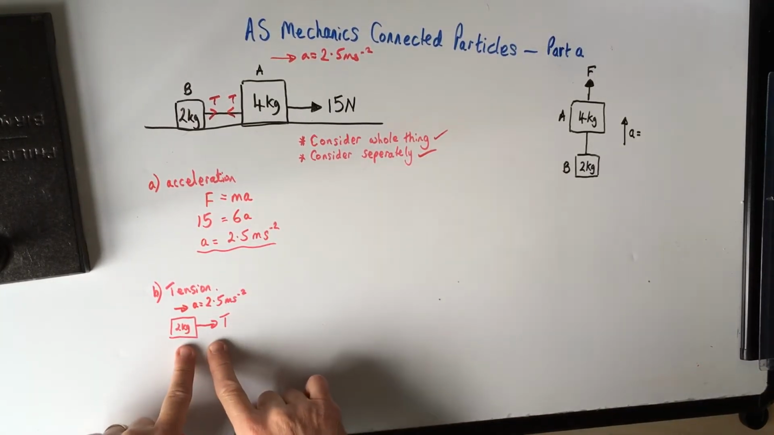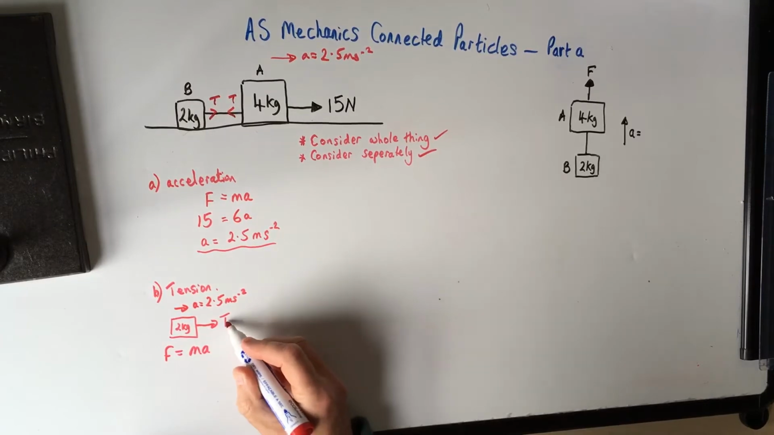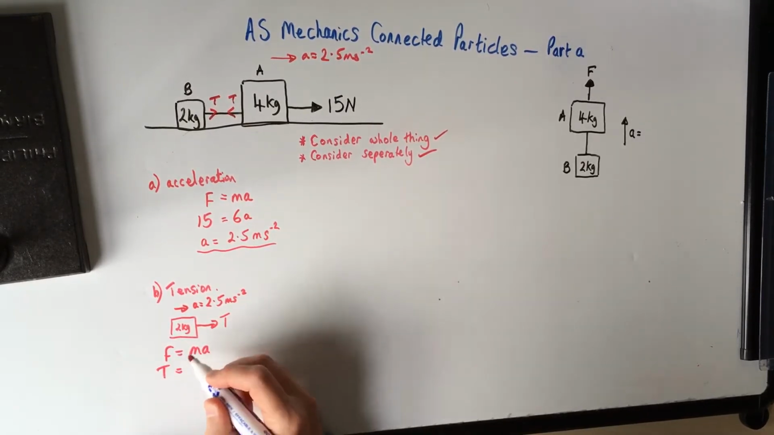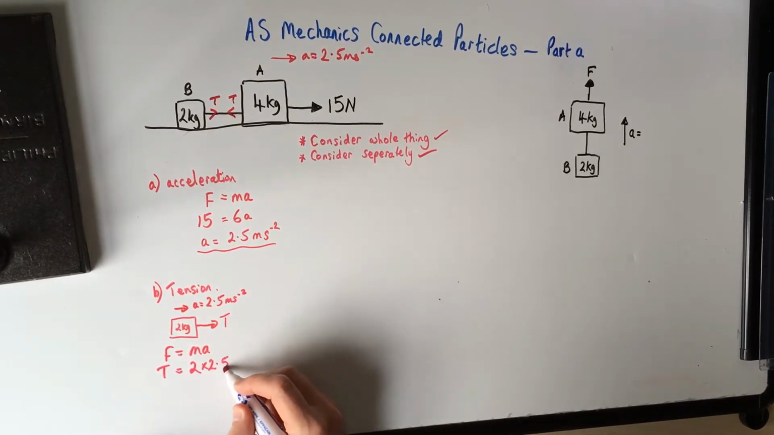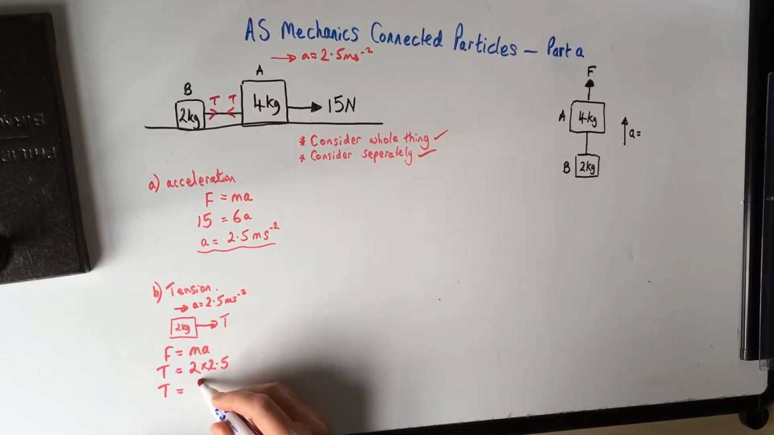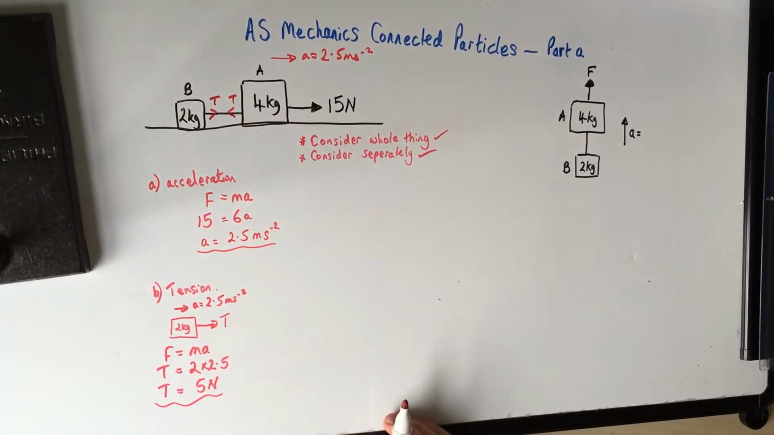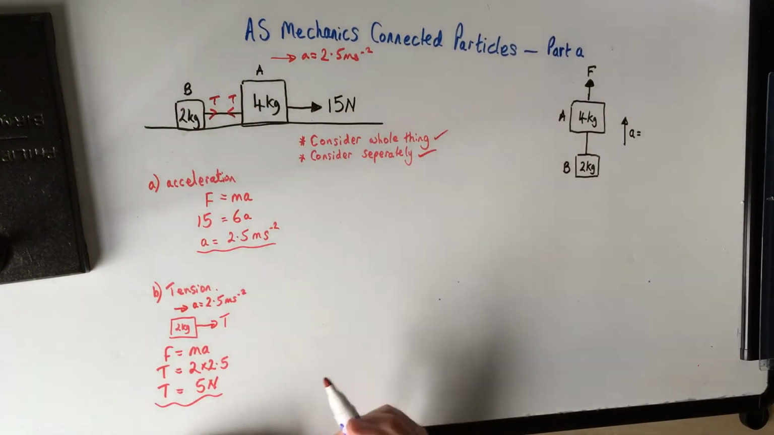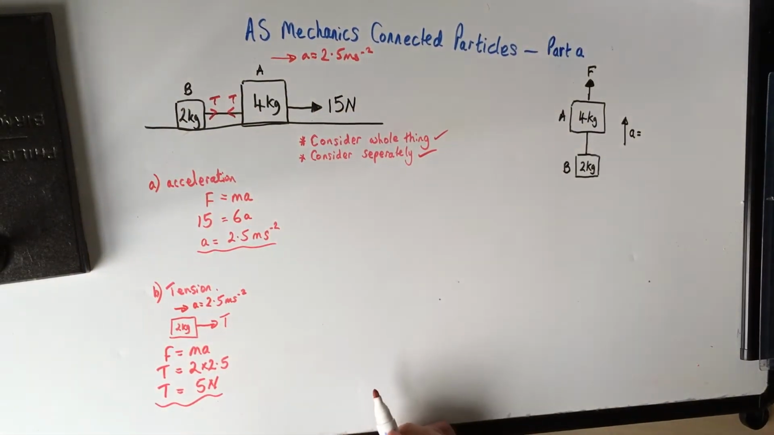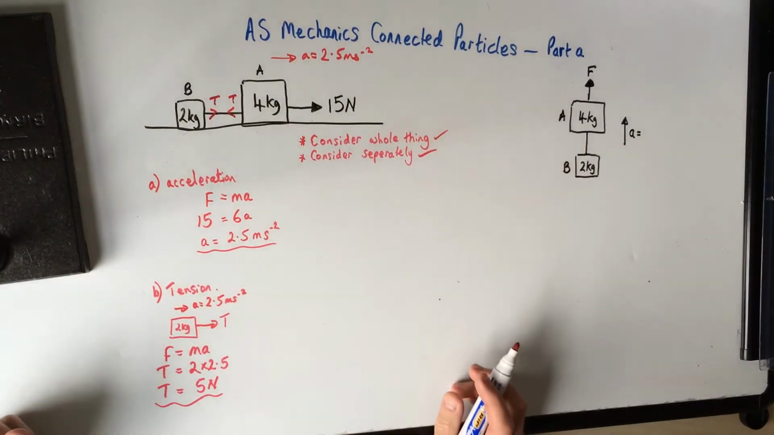So if we consider it separately and just apply F equals ma to this, we can see that the force is the tension, and it's equal to the mass, which is 2, times the acceleration, which is 2.5. And we can see that the tension in the string then is 5 newtons. Okay, so now we know that the tension in that string is 5 newtons. So when we're setting up something like this, we have to make sure that the string will withstand 5 newtons, because if it snaps, then this whole system won't work.